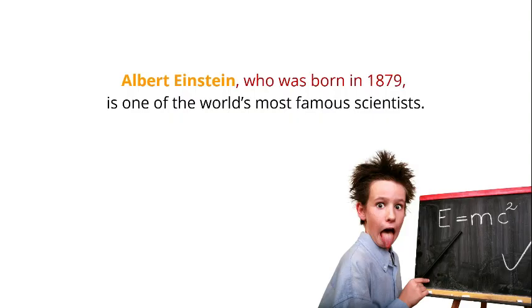So this phrase between the commas is non-defining. The phrase who was born in 1879 is not specifying which Albert Einstein we're talking about. It's purely extra information, and it comes between the commas.